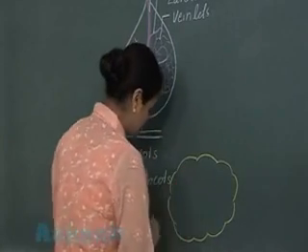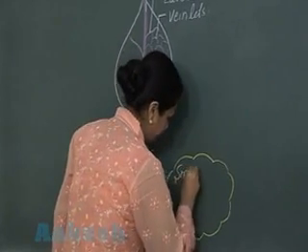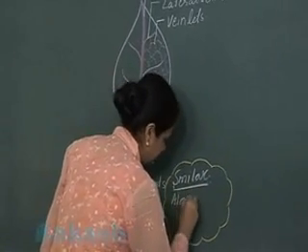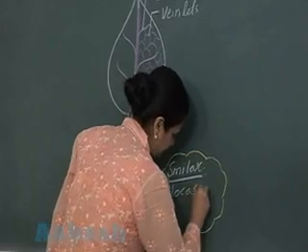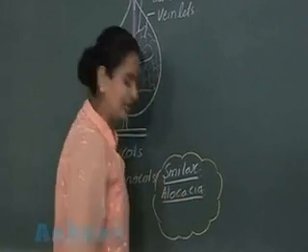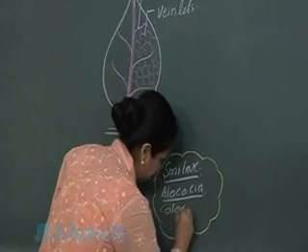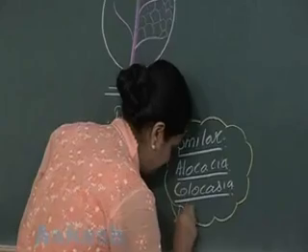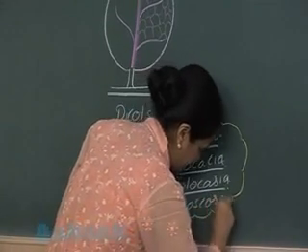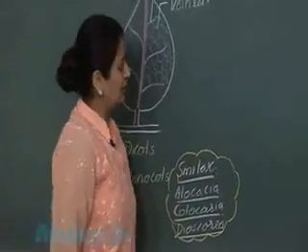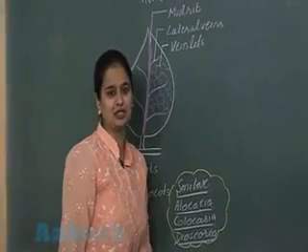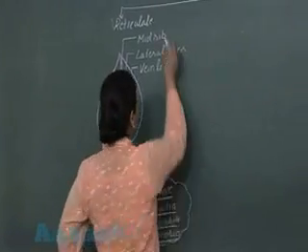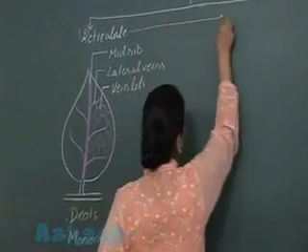One example is Smilax, then Alocasia, Colocasia, and Dioscorea. Right? Now this reticulate venation is further divided into two types. Further दो categories के अंदर हम reticulate venation को divide कर सकते हैं.